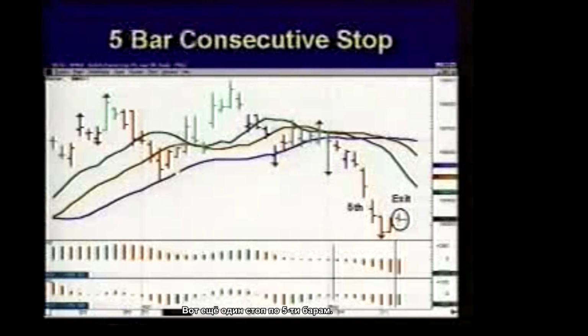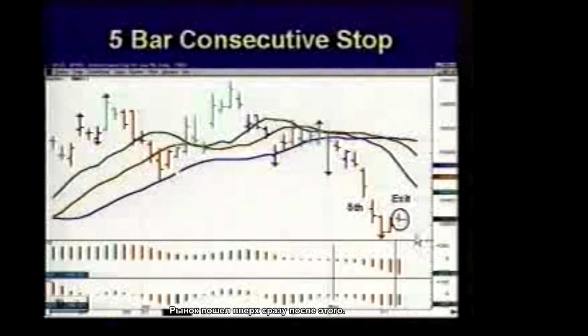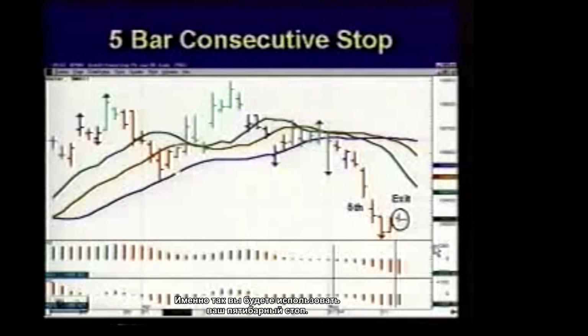We have another 5-bar consecutive stop. This is in the British pound on a daily chart. And you'll notice here's our fractals. You've come down 5 bars and you're exited on the very next one. Change in acceleration. Actually, this market pulled up right after this. I went back and looked at it. But this is how you're going to be using your 5-bar stop.